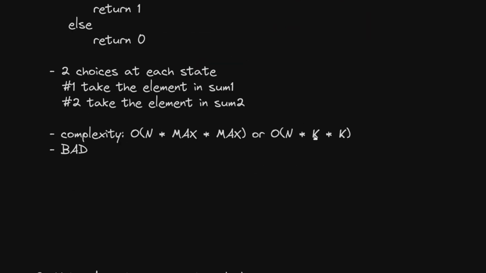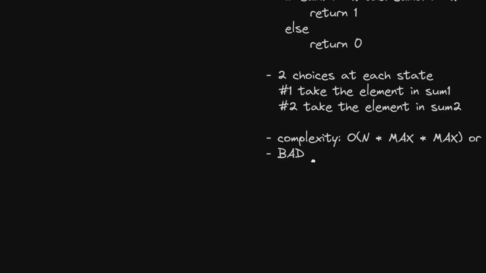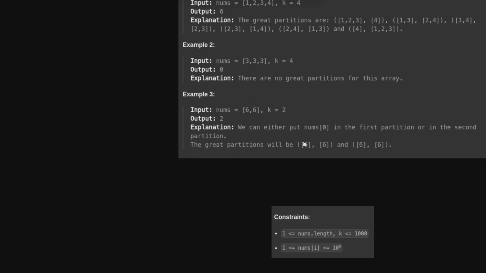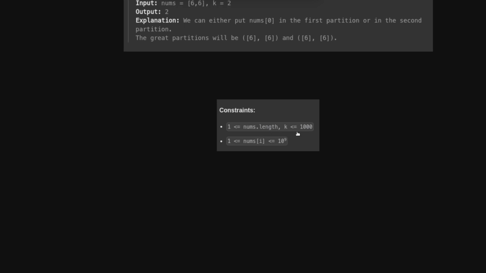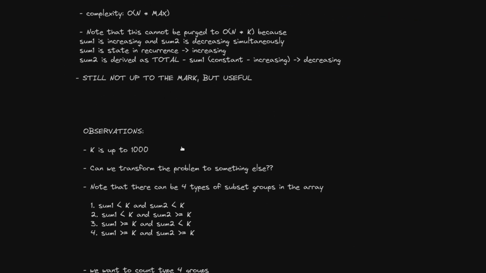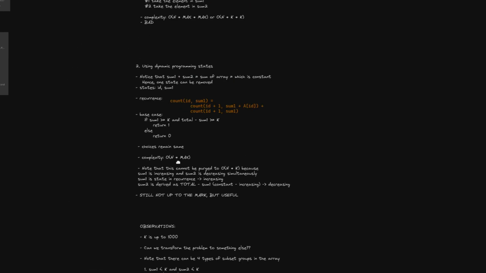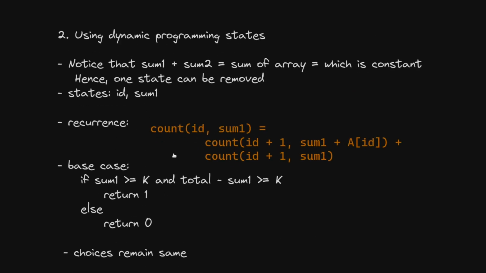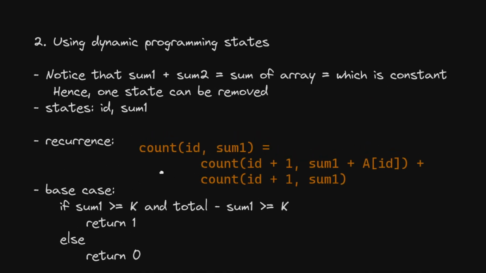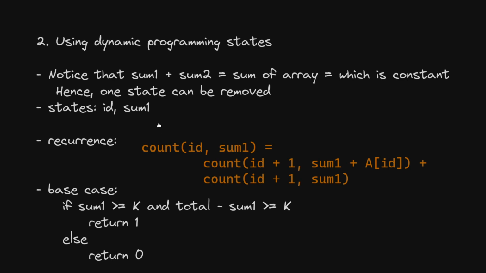So this can be reduced to n times k squared, but still it is not feasible for the constraints that are provided in the question. As we can see, n squared k will be about 10 raised to 9 operations, and we need to make it faster. So let's go over another, optimized way to calculate these states.